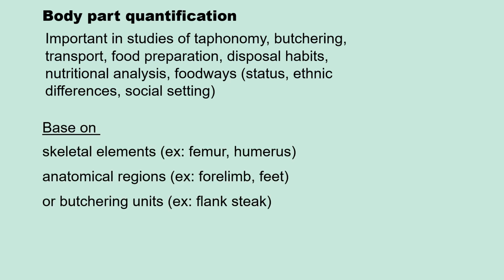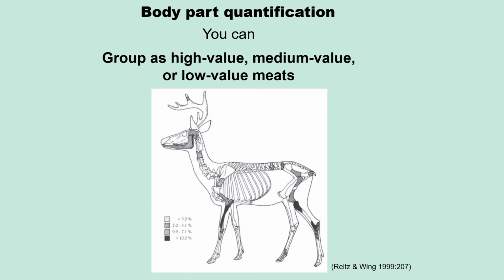You could base your body part quantification on skeletal elements, such as the femur or the humerus or a metatarsal, or on anatomical regions, such as a forelimb or feet, or butchering units, such as flank steak. You can group these as high value, medium value, or low value meats. And of course, we're basing that somewhat on our modern day, what we consider to be high value, medium value, or low value.